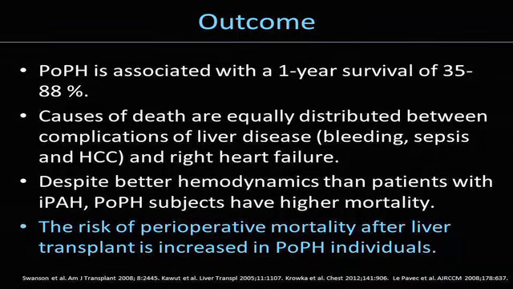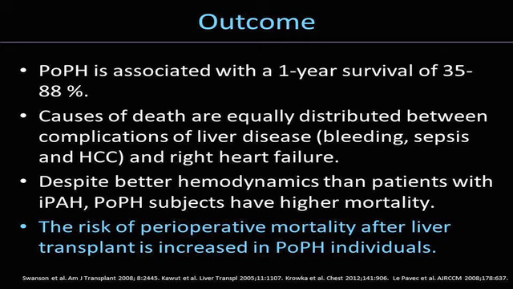The problem of having porto-pulmonary hypertension is that it entails a bad prognosis. The 1-year survival of patients with porto-pulmonary hypertension varies depending on the study, from 35 to 88%. And the cause of death, this is interesting. About 50% of those patients will die from complications due to cirrhosis, like bleeding, sepsis, and hepatocellular carcinoma. And the other 50% will die of right heart failure, complications of PH.